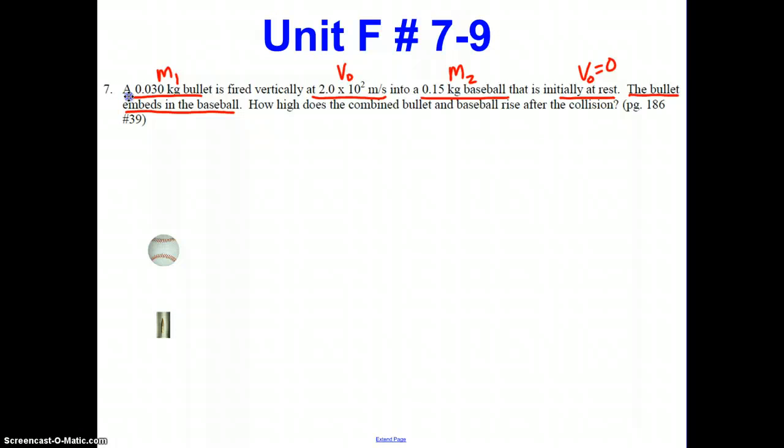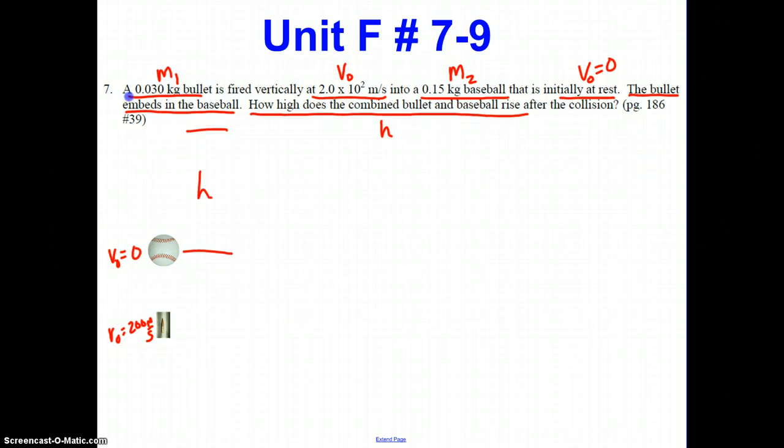How high does the combined bullet and baseball rise? So that's H after the collision. All right, so we start off with a diagram to help ourselves out here. We have our bullet whose initial velocity is 200 meters per second, our baseball that has initial velocity of 0, and the bullet is going to stick inside the baseball, and we're looking for the height that the bullet-baseball combo rises after collision.